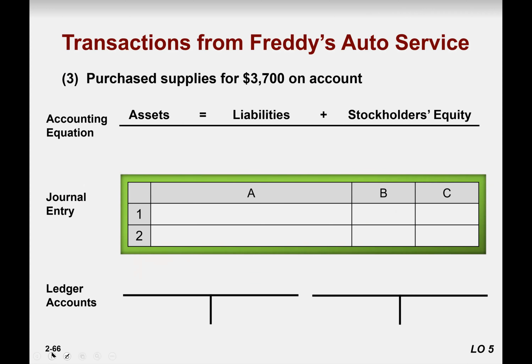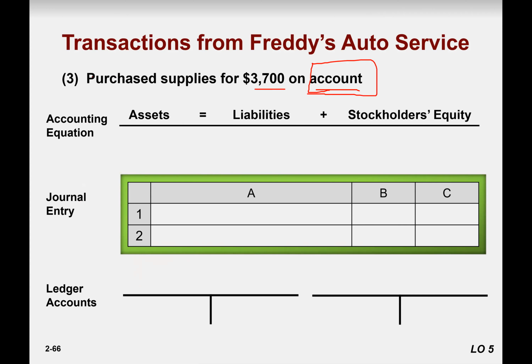Here we go, the third one. I hope up till now you already understand it. Let's just make the journal entry and let's participate. Anyone who can analyze this transaction? Purchase supplies for 3,700 on account. On account means you didn't pay cash, you will pay later, which means on credit.